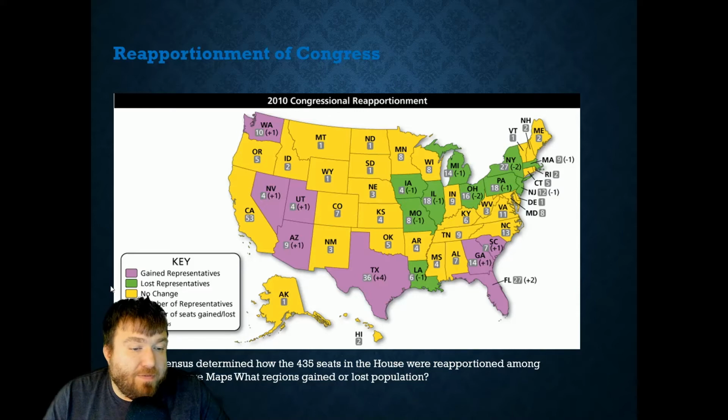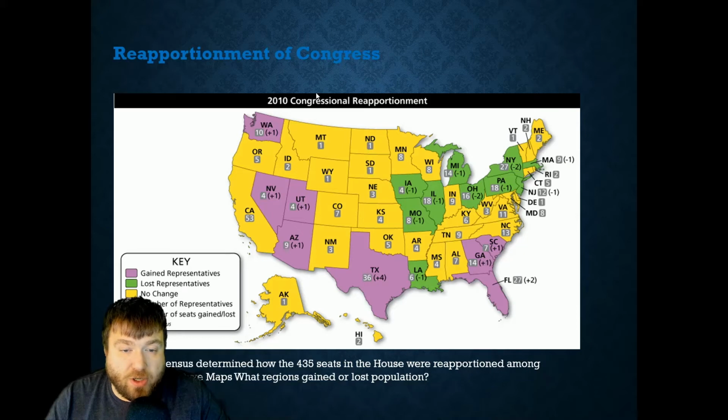And then if they are marked in yellow, there was no change. And the number on the states is how many members of the House of Representatives that state has. If you look at us here in West Virginia, we have 3. West Virginia is divided into 3 districts, which we will get into later in this video. And so we have 3 representatives.